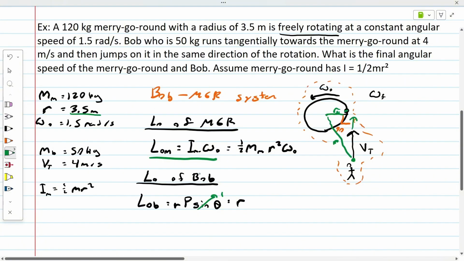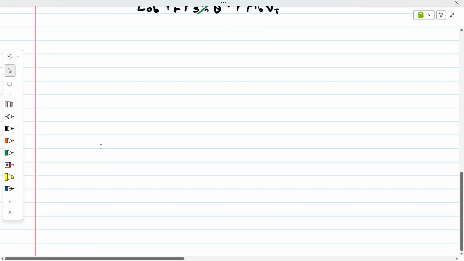Okay, and then we know linear momentum is just mass times velocity. So we have the mass of Bob times the velocity, which is the tangential velocity, which we can just call v, or vt. So now we have the two initial momentums. Now we can actually start using the conservation of momentum. I'll just scroll down a little bit.